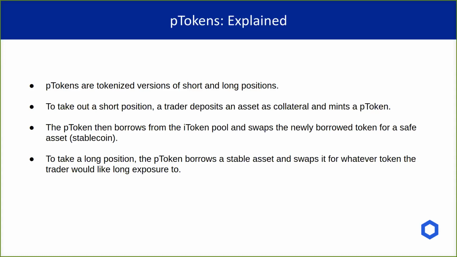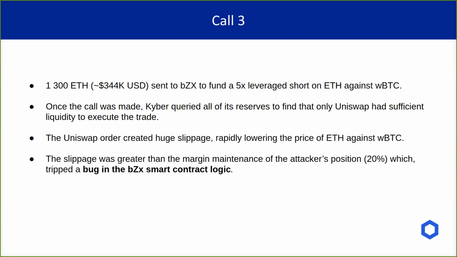A long is executed the opposite way. The P token essentially borrows a stable asset and swaps it for whatever asset the trader would like long exposure to. Okay, so now we can clear up call 3. This call opens a Fulcrum position shorting ETH against wrapped Bitcoin at 5x leverage. So the 1,300 ETH is sent to BZX. Once that call is made, Kyber, like I say, queries all of its reserves, and only Uniswap actually had sufficient liquidity to execute the trade.